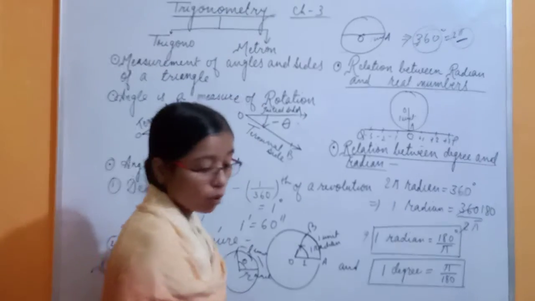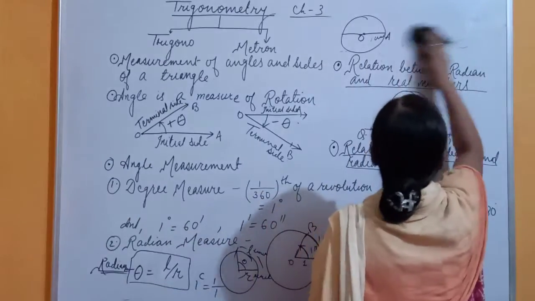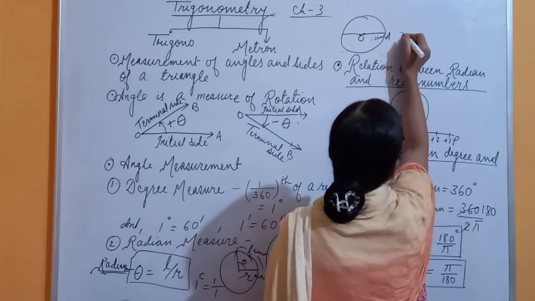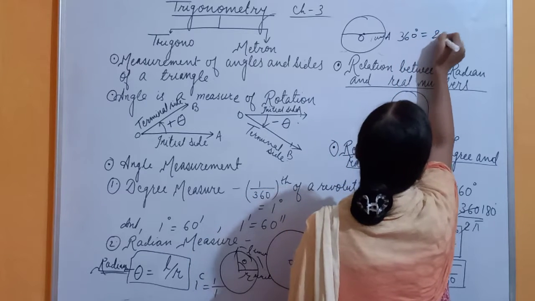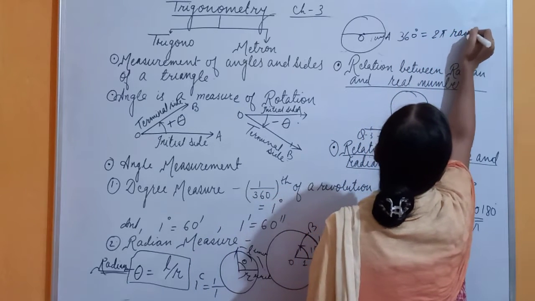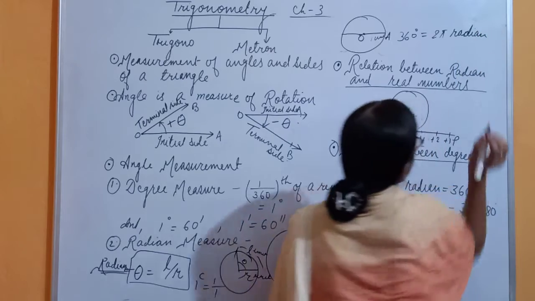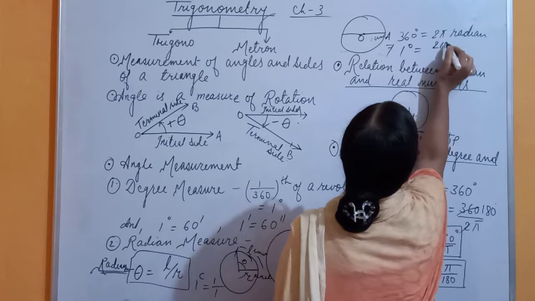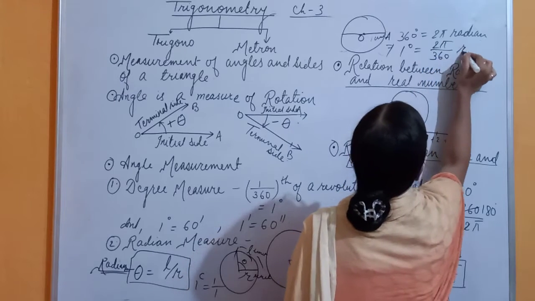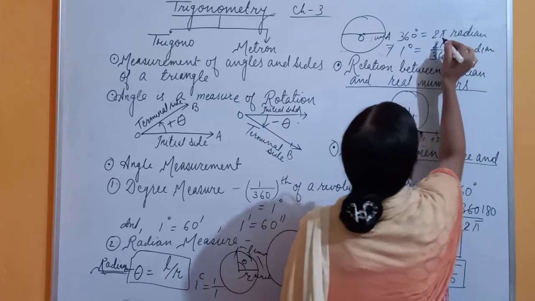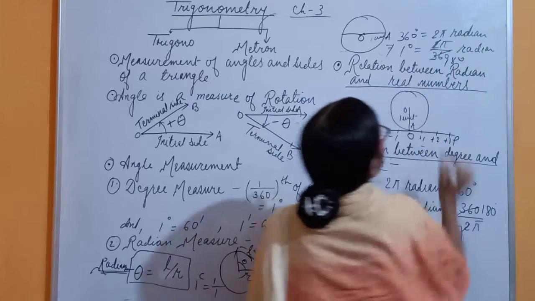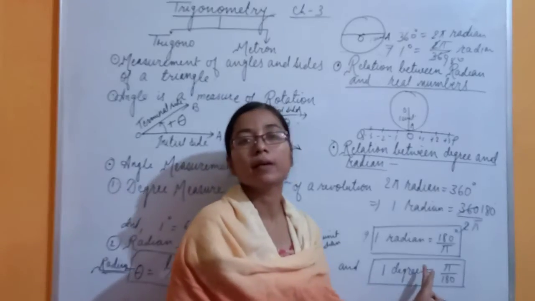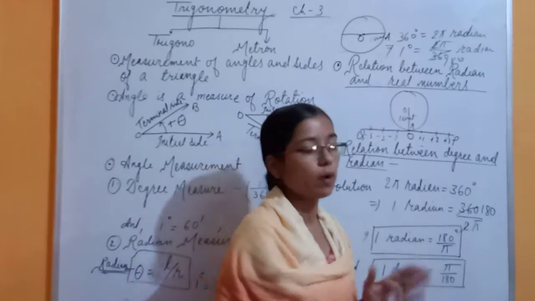What I mean is that you have to reverse the relation. In 360 degrees you have 2 pi radian, so when you convert degree into radian, 1 degree will give you 2 pi by 360 radian. Okay, now you have understood it. Cancelling, you get pi by 180. So the relation you get is that 1 degree is equal to pi by 180 radian.